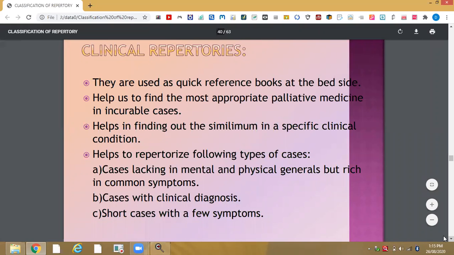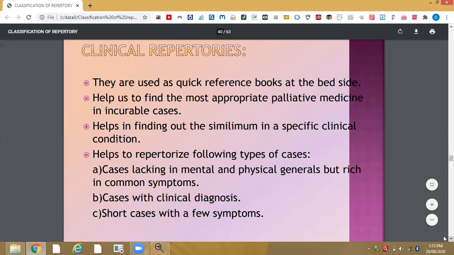So, what is the use of these clinical repertories? They are used as a quick reference book at the bedside. When we find the simillimum, we refer to these clinical repertories to confirm whether the medicine we selected is also indicated in them. So for quick reference, it is used at the bedside.